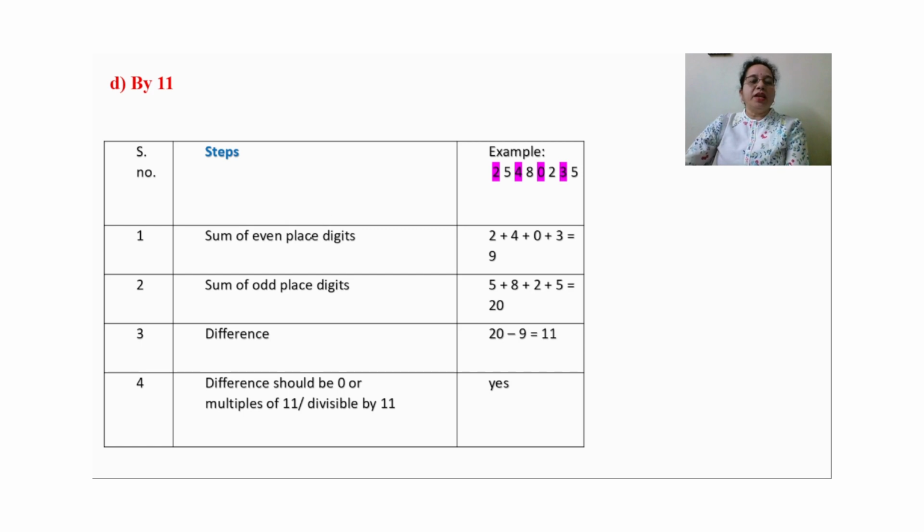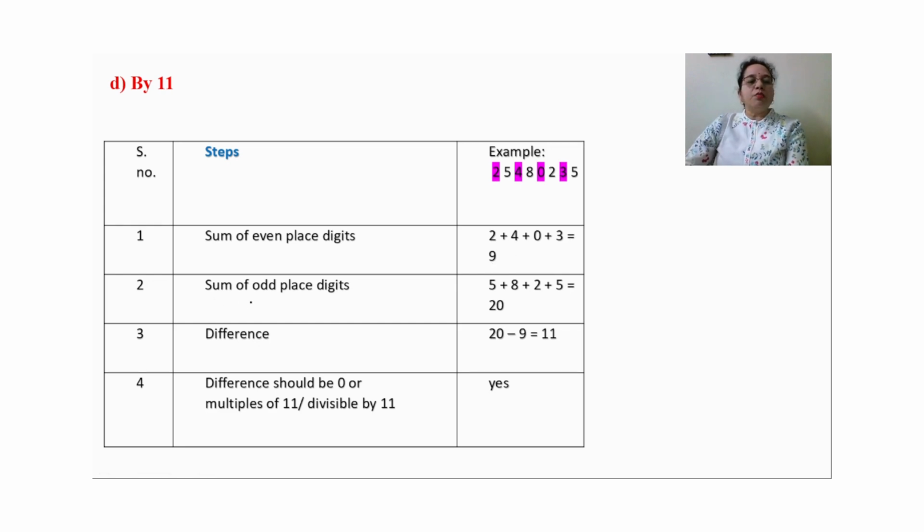Now next one is by 11. By 11 we solve in 4 steps. So the number is given, 2548023. This is a very big number. So we are supposed to find the sum of even place digits. I am not talking about the even number, but the sum of even place digits. So leave the first number, take 3, then alternate number, then again alternate number. Add these numbers, so you will get 9.